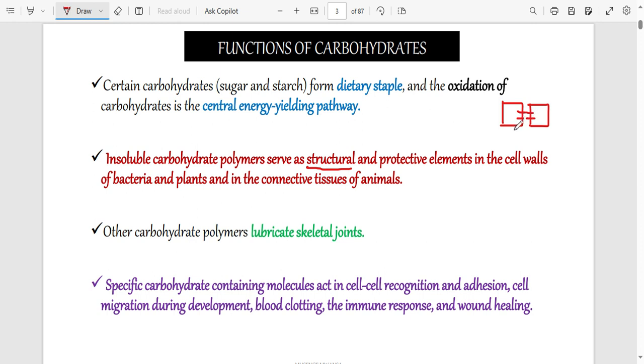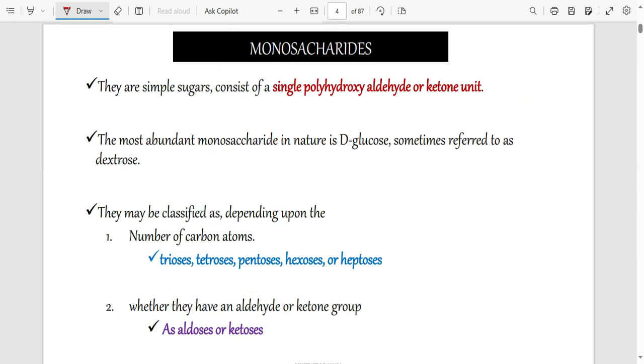Also, cell to cell recognition. For a cell to recognize that this other cell is part of the body, carbohydrates are important. Apart from that, carbohydrates are going to be important in blood clotting and also in immune response. So those are some of the functions of the carbohydrates.